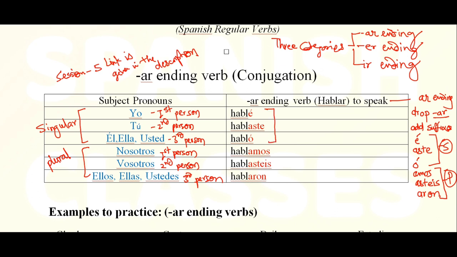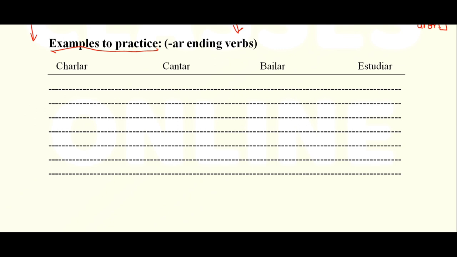See, the conjugation for singular first, second, third person is hablé, hablaste, habló, and plural is hablamos, hablasteis, hablaron. Hablé is first person, hablaste second person conjugation, habló third person, these are all third person singular. Hablamos first person plural, hablasteis second person plural, hablaron third person plural. These are the conjugations. Now we'll do some other verbs. We'll conjugate following the same rule, drop AR, add suffixes respectively.